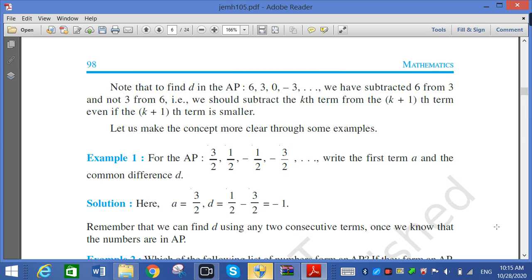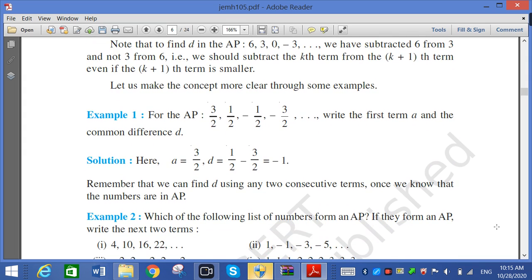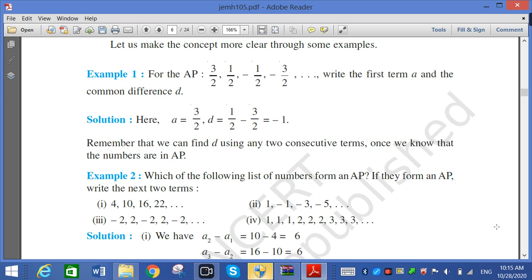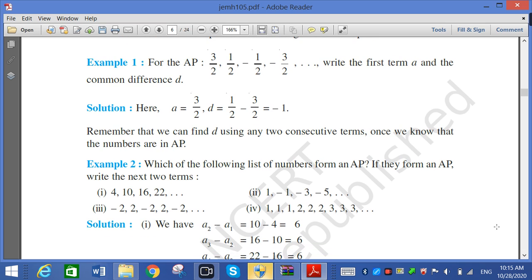Now example number two. Which of the following list of numbers form an AP? We have to see how we can say it is an AP: if D, the common difference, is every time the same. So if you see the first example, that is A1, A2, A3 and A4.